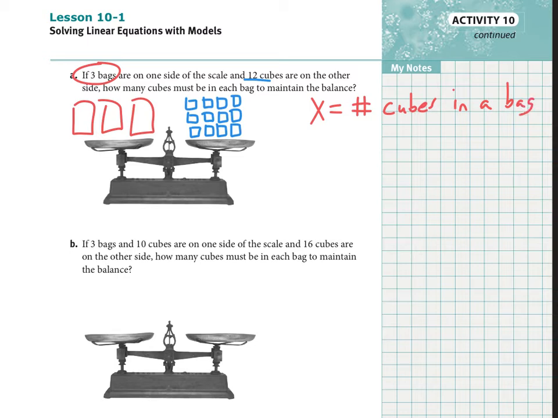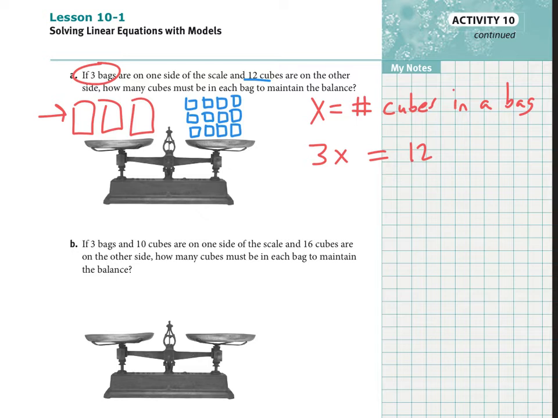So let's write our equation first, actually. Since we have 3 bags over here, and each bag holds x cubes, we know that 3 times whatever x is needs to equal 12, because there are 12 cubes on the other side.